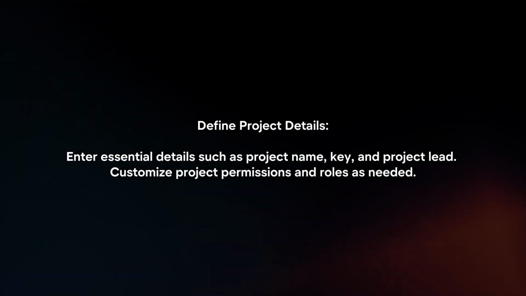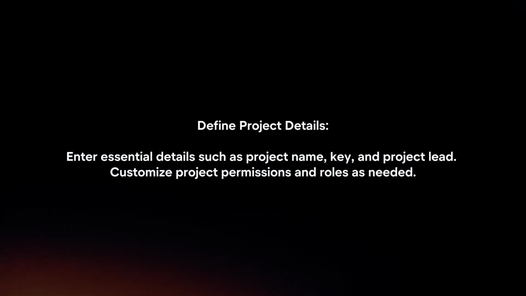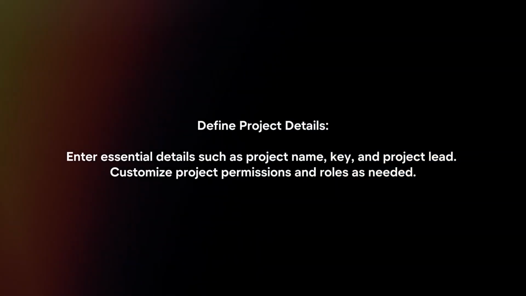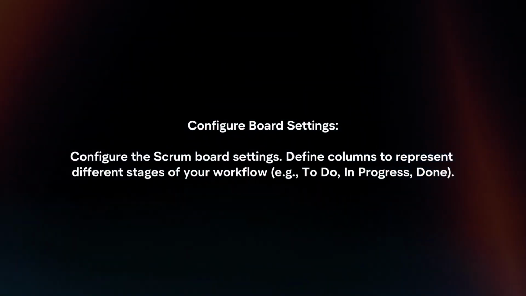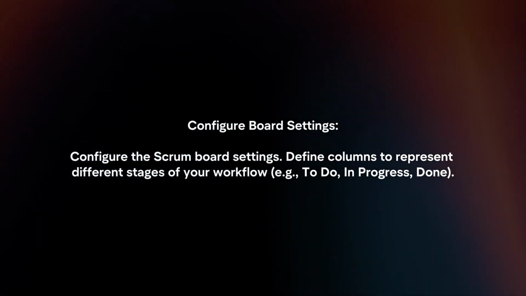Define project details. Enter essential details such as project name, key, and project lead. Customize project permissions and roles as needed. Configure board settings. Configure the Scrum board settings. Define columns to represent different stages of your workflow.